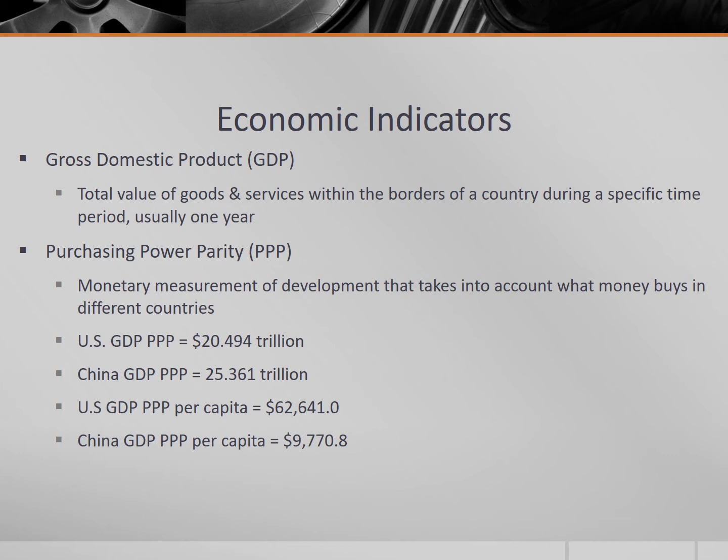All right? But another way that allows us to compare the accumulated wealth is by looking at it on a per capita basis or per person basis. Per capita comes from the Latin meaning by head. So in other words, it's an average per person. So the GDP PPP per capita in the United States was 62,000 US dollars, while the GDP PPP per capita in China was 9,000 US during that same year.